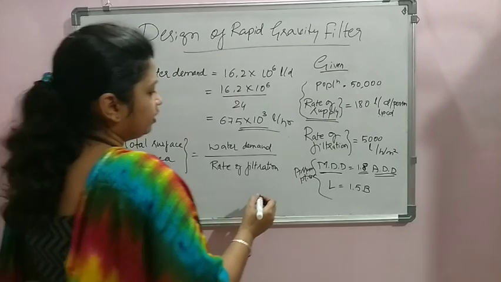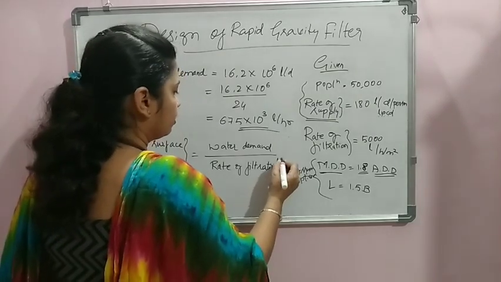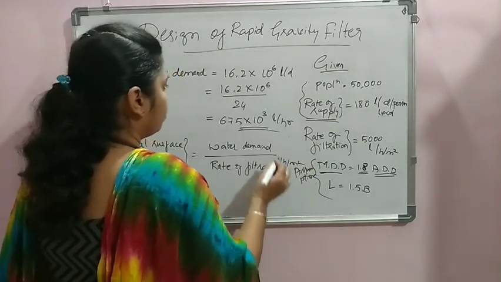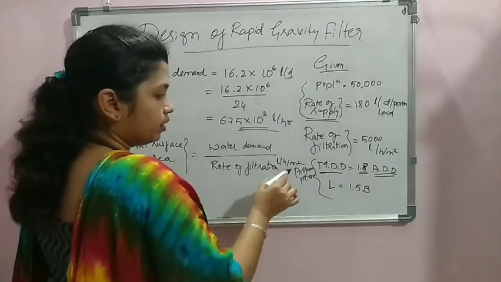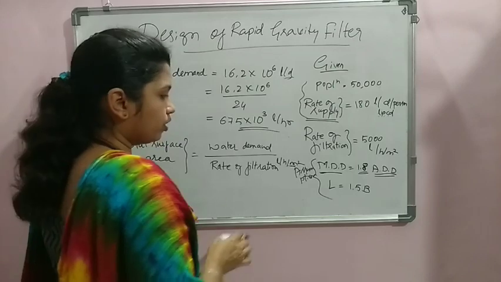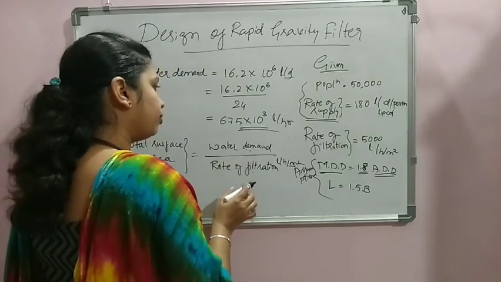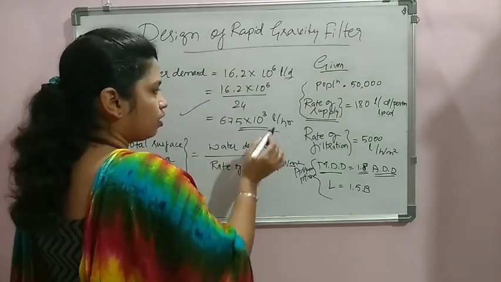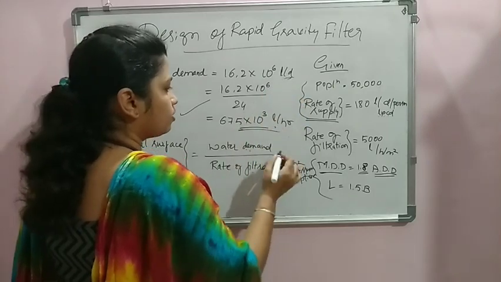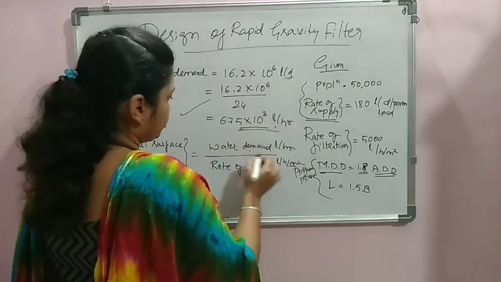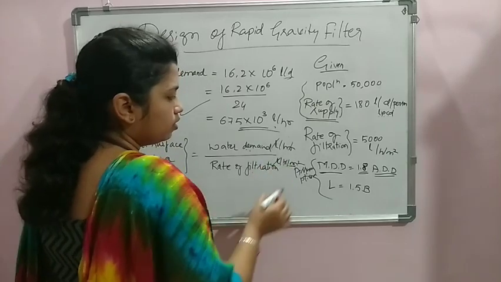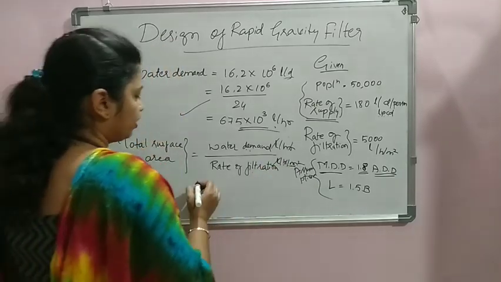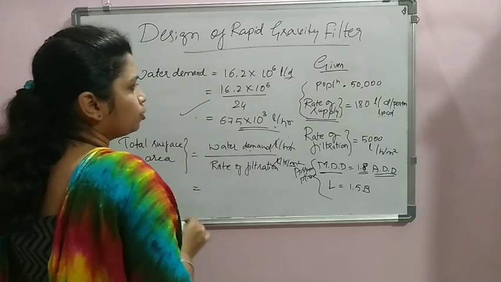See, the rate of filtration is in the unit liters per hour per meter square, and this was present in liters per day. So in that case, the meter square unit will not be left. That is why we are converting both into the same unit. That is why we did this step and converted liters per day into liters per hour. Now we can substitute the answer in liters per hour. Liters, hour gets cancelled. The remaining unit will be meter square. That is the intention why we converted this unit.